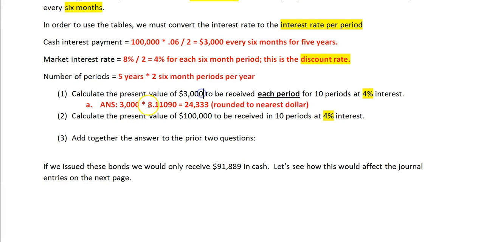So we have the 3,000 and we see that figure we just looked up, 8.11090. If we multiply it, I've rounded to the nearest dollar here. So if you multiply it, you probably get a decimal. I'm rounding it to the nearest dollar.